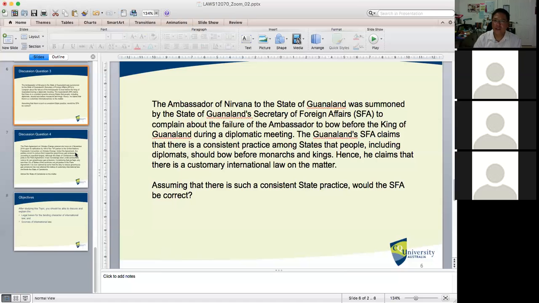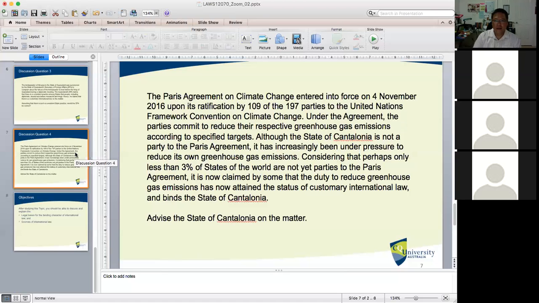Okay, last question. The Paris Agreement on Climate Change entered into force on 4 November 2016 upon its ratification by 109 of the 197 parties to the United Nations Framework Convention on Climate Change. Under the agreement, the parties commit to reduce their respective greenhouse gas emissions according to specified targets. Although the state of Catalonia is not a party to the Paris Agreement, it has increasingly been under pressure to reduce its own greenhouse gas emissions.